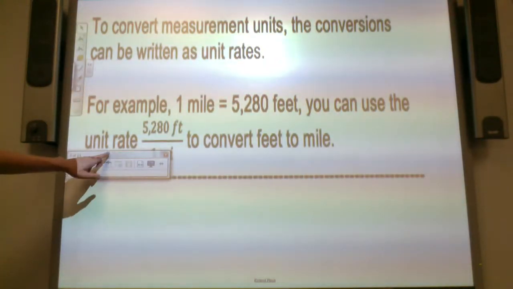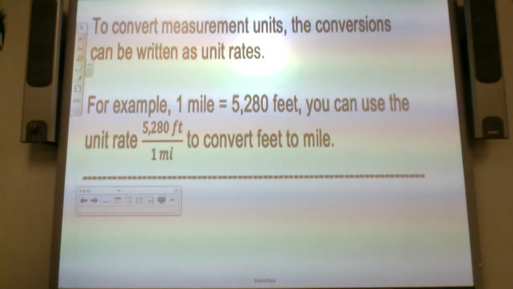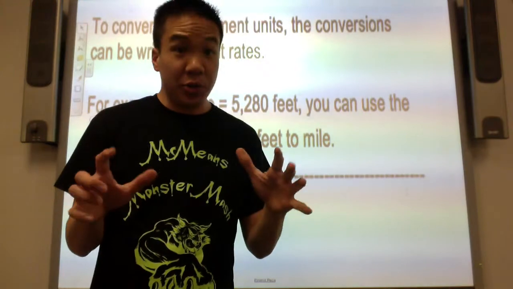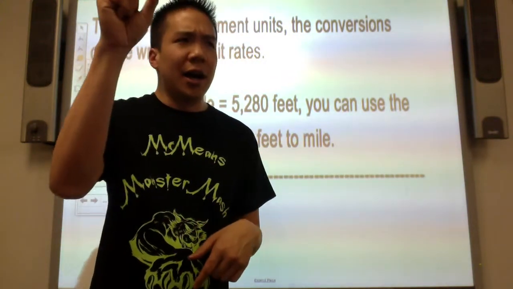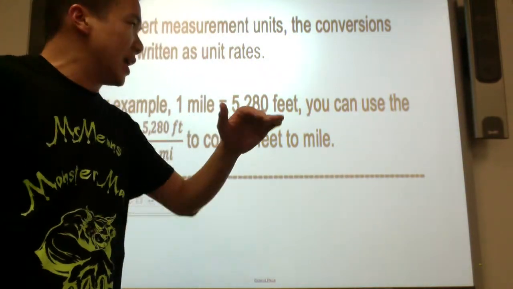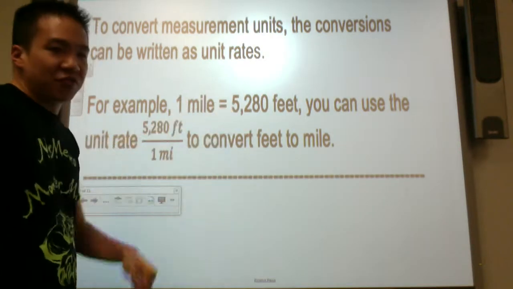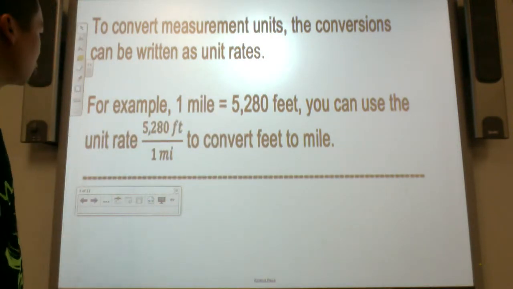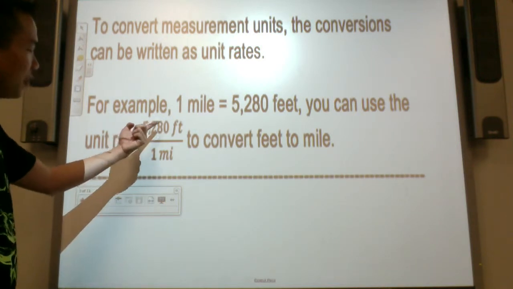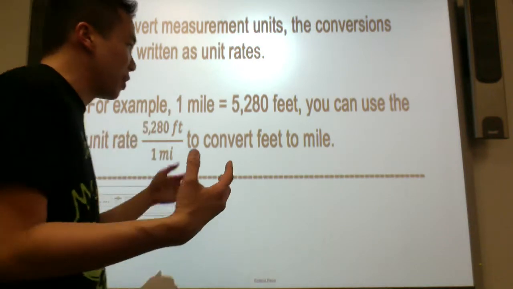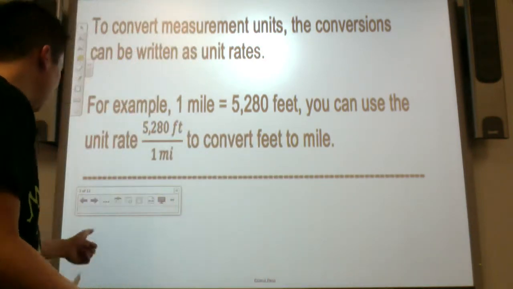So to convert measurement units, the conversions can be written as unit rates. For example, on your pink paper, you're going to receive a pink paper that says grade 6 mathematics reference chart. It has all the different units and their equivalencies. 1 mile is 5,280 feet. You can use the unit rate 5,280 feet per 1 mile to convert different problems about feet to miles or miles to feet.